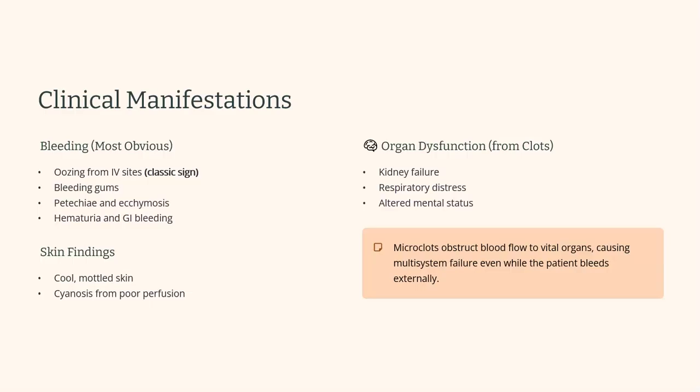The clinical manifestations result because of abnormal bleeding and clotting. So bleeding is going to produce the most obvious signs and symptoms, with oozing from the IV sites, bleeding gums, petechiae, ecchymosis, hematuria, GI bleeding. We're going to monitor for bleeding. Skin findings include cool, mottled skin, cyanosis from poor perfusion. Clots can cause organ dysfunction, kidney failure, respiratory distress, brain issues leading to confusion and altered mental status.